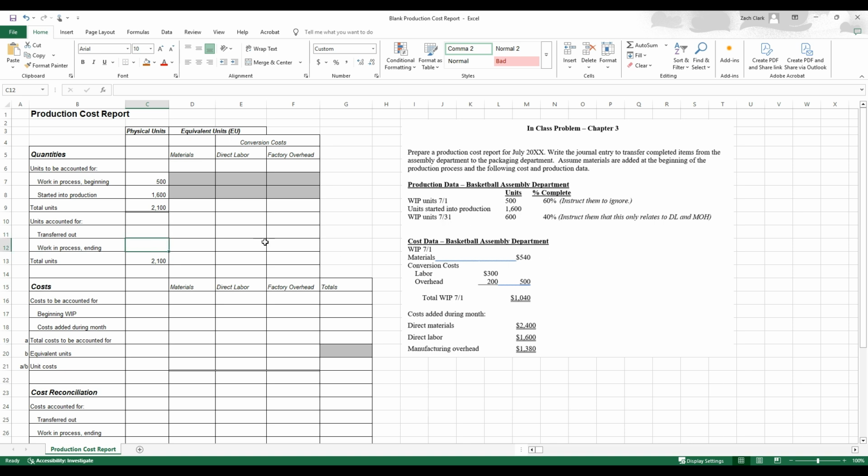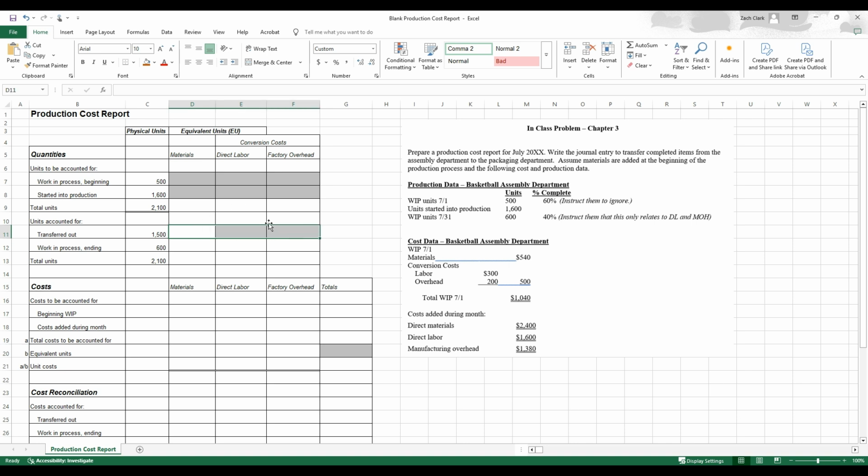Here, WIP units at the end of the month. So we know that 600 was still in WIP at the end of the month. So we can back into the transferred out just by taking the difference between the total minus what's in the ending, and that would be 1,500. Now, the units that are transferred out, so here in these columns, we're going to calculate our equivalent units.